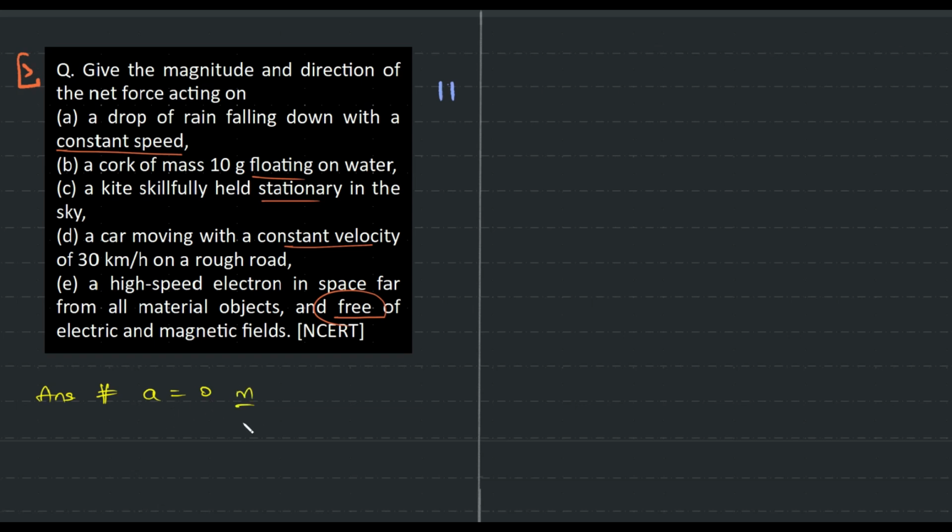So if the acceleration is 0, from this what can we infer? The net force will be 0. Reason being constant speed. Reason being cork floating.